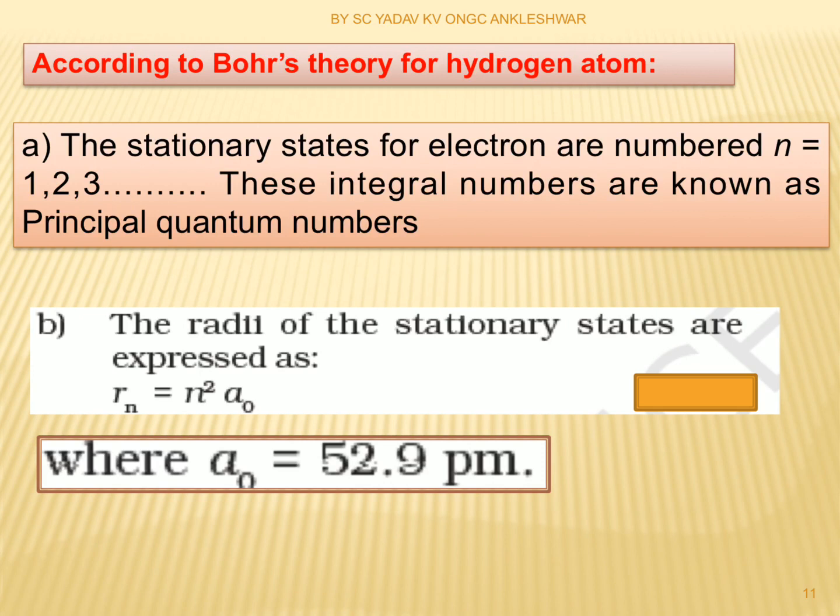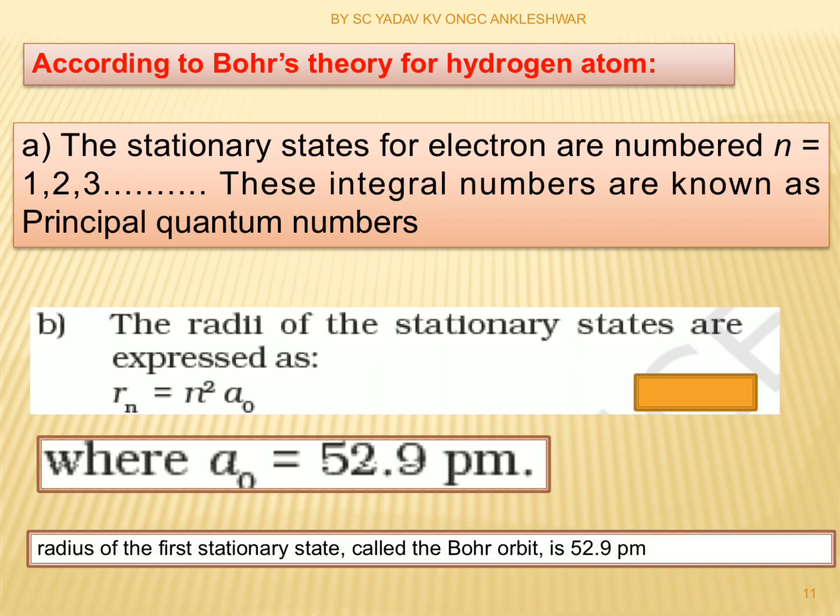We just have to remember the formula which was used to calculate the radii of an orbit, and to calculate the energy of an electron present in an orbit. So the radii of a stationary state is given by Rn is equal to n square a naught. A naught is equal to 52.9 pm, where pm means picometer, and 1 picometer is 10 to the power minus 12 meter. And this a naught having value 52.9 pm is called the Bohr orbit.